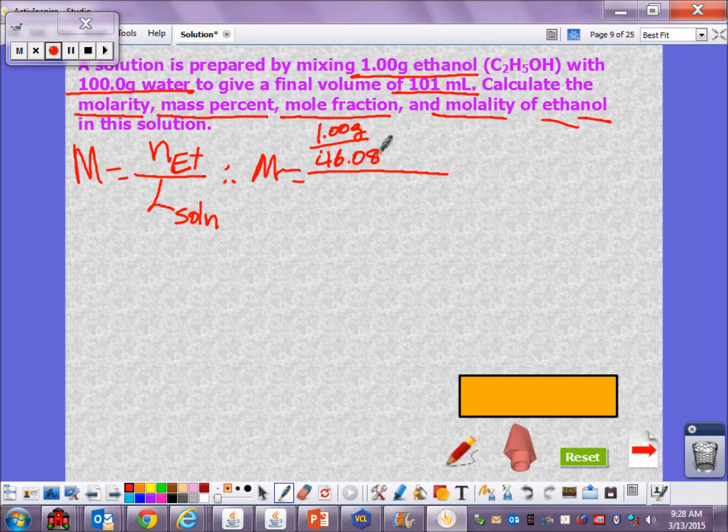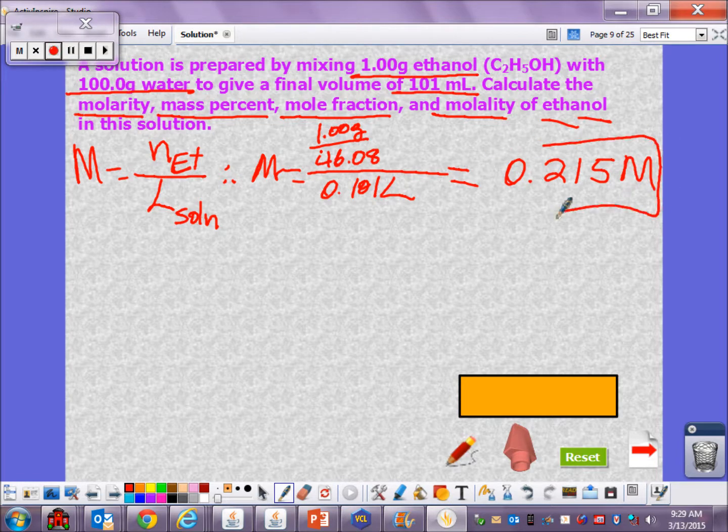46.08 over the liter of solution, which is 101 milliliters, but remember it needs to be in liters. Therefore, it is 0.101 liter. Therefore, the molarity is 0.215 molar ethanol. Okay, let's go with mass percent.